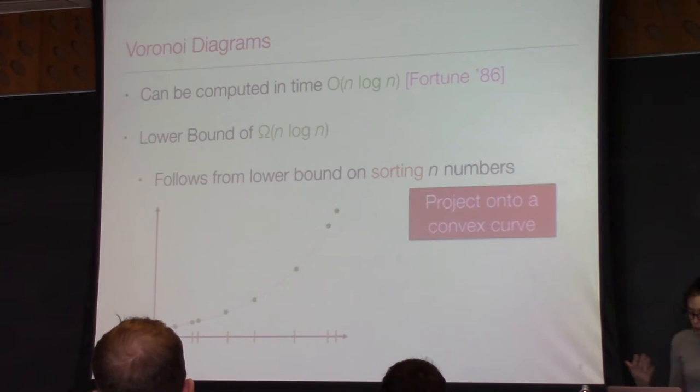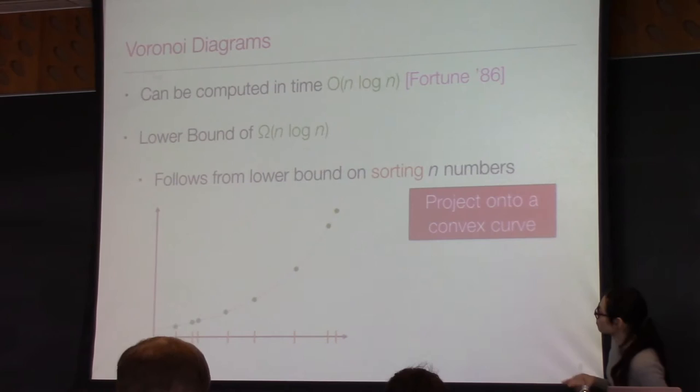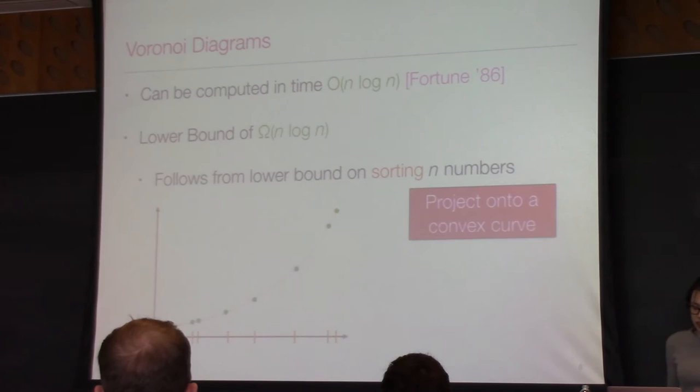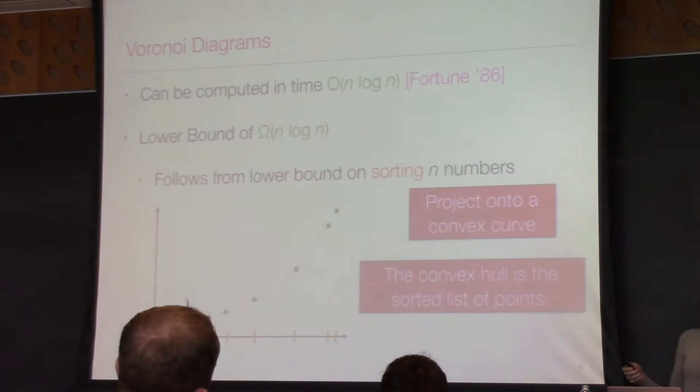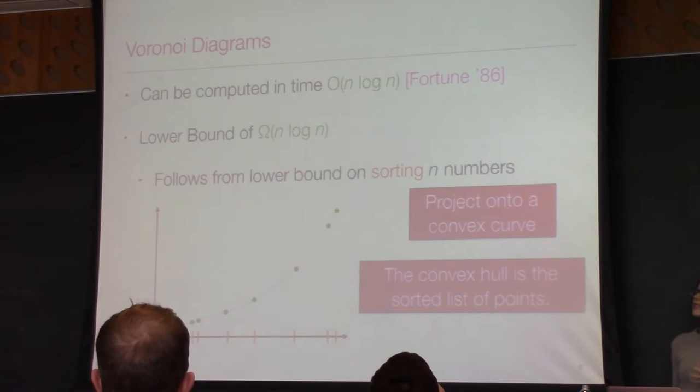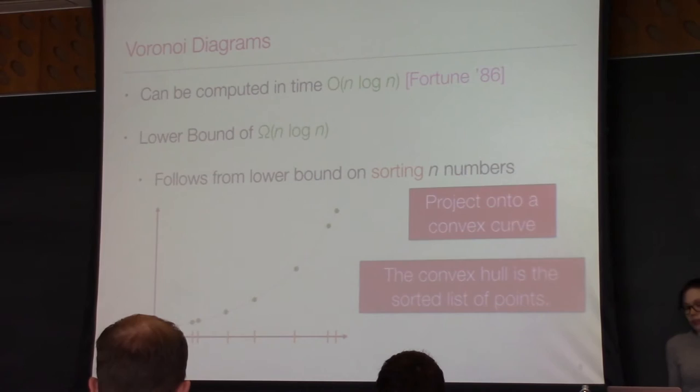So again, if we wanted to sort these numbers here, we would project them on a convex curve. We'll assume it's not linear just to avoid degenerate cases. And then the convex hull of these points will give you a sorted list of the points, because in our model, we're actually given pointers all the way around. So if you're outputting a convex hull, you're also outputting the points in sorted order around the hull. So you can't really do better than n log n in terms of computing the Voronoi diagram, because it contains the convex hull.